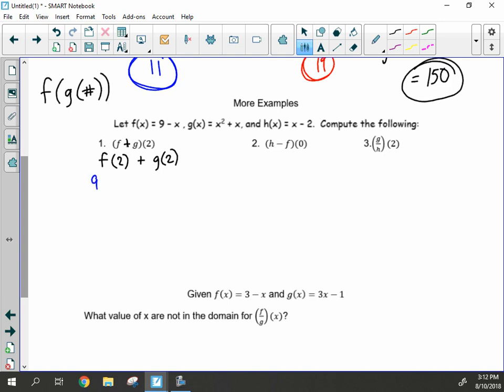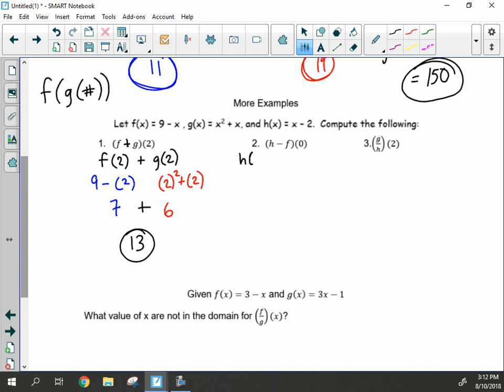I'll use different colors so you can see the difference. So f of 2 means 9 take away 2. So that's 7. G of 2 is something squared plus something else, because we've got the 2 x's right there. So we're going to put the 2 in. If I type that in the calculator, I end up with 6. The last part of these instructions says find those 2 results and then add them together. So our final answer in this question is 13. So you can see it's a little bit different because we're doing both problems at once, whereas before we would do one step and then put it into the other problem.